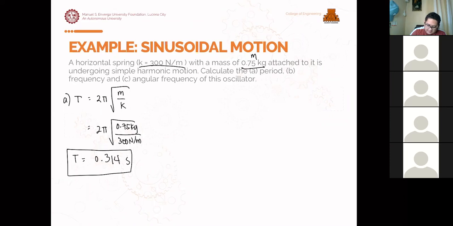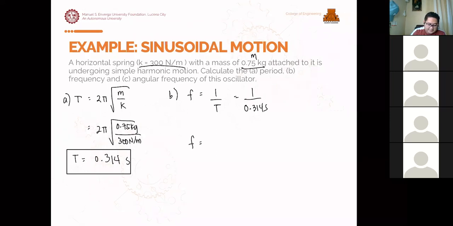Okay, so ito yung first answer natin for period. Next, frequency. Frequency natin, formula again is reciprocal ng period. So, ang value natin, 1 over 0.314 seconds. So, ang frequency natin ilan? Okay, so gawin ko lang 3 digits ulit, 3.185 Hertz. Okay?